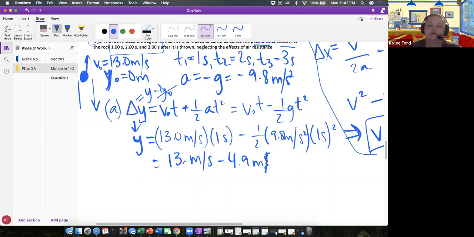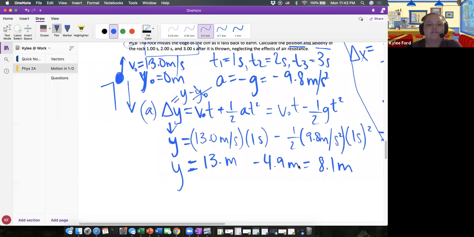Oops. I'm getting mixed up with my units here. Because remember, we're looking at a distance, so it's just in meters. So now 13 minus 4.9 is 8.1. So that is our distance in our first second.